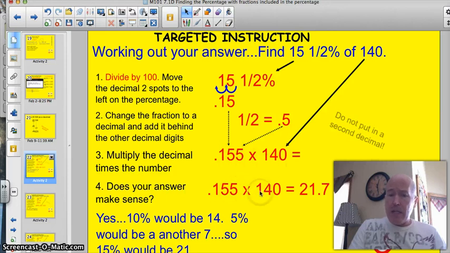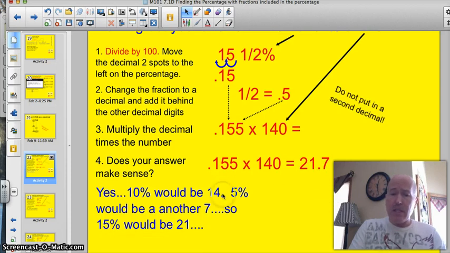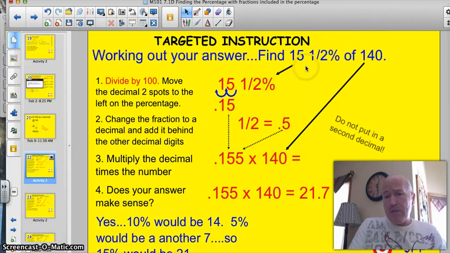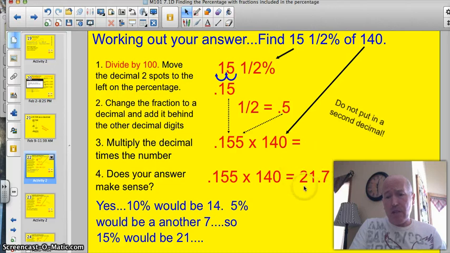If we pop that into the calculator, we'd have 0.155 times 140 is 21.7. Now, does that answer make sense? Well, 10% would be 14. Another 5% would be 7. So, when you add 7 and 14, we have 21. So 15.5% is just going to be a little bit more than 21. So yes, our answer does make sense.